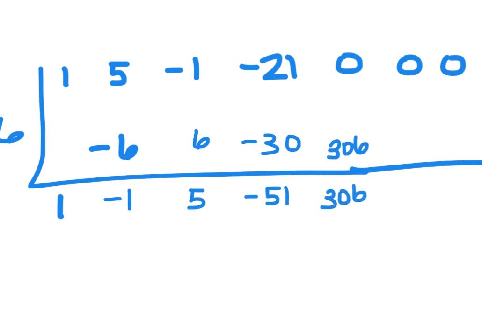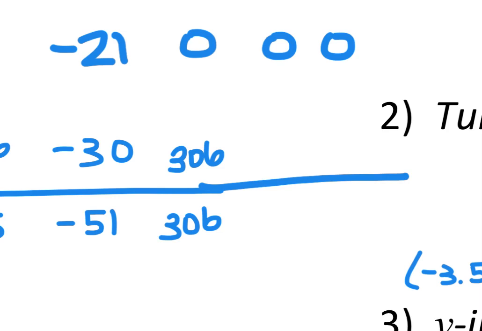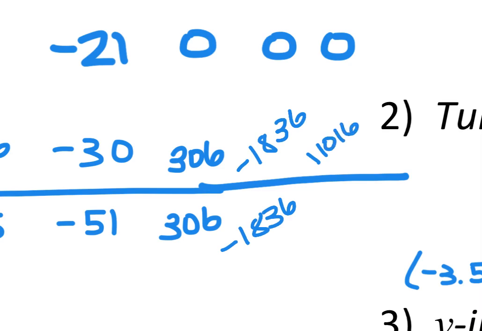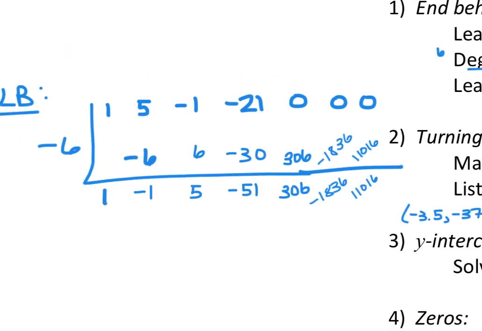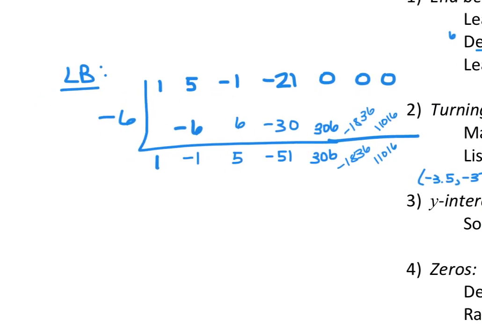0 plus 306, 306. Times -6 is -1,836. -1,836 times -6 is 11,016. And your lower bound test here works just fine because you alternate between positive, negative, positive, negative, getting pretty big positive, getting super big negative, and getting ridiculous positive. I'm going to do my upper bound test.